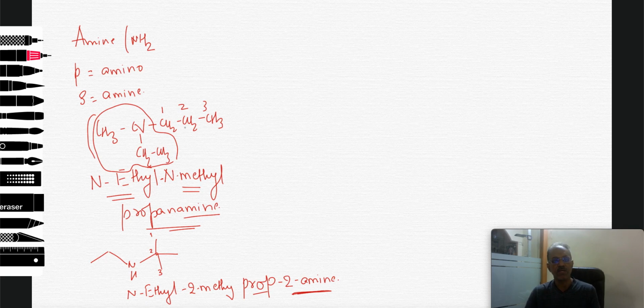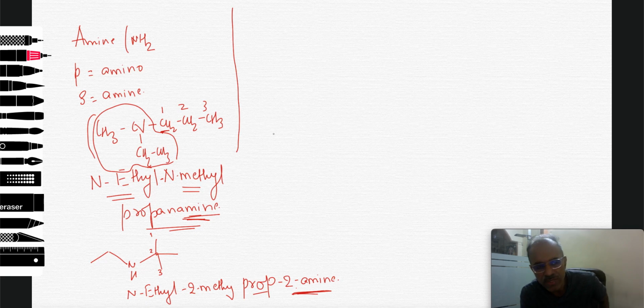Here the amine was at a fixed position, 1. So it is known as 1, so propanamine. But here it is prop 2 amine, right? So today we have done maximum examples of individual functional groups.